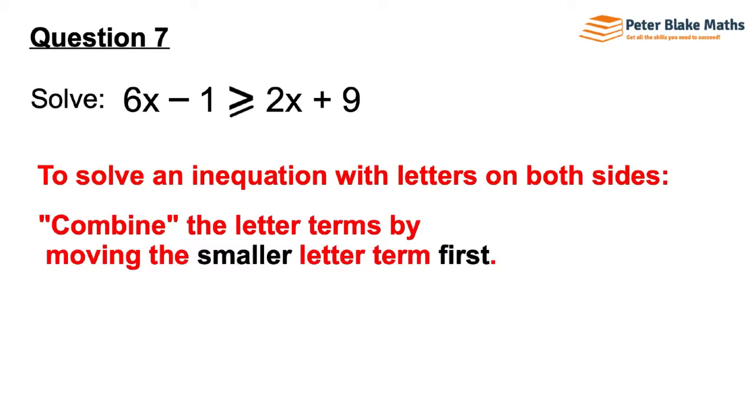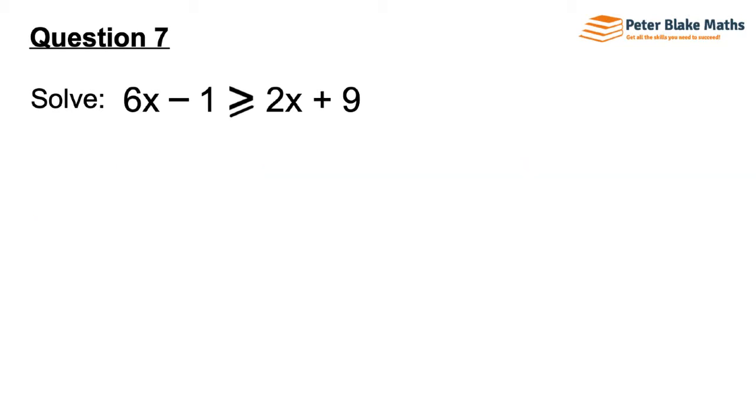To solve an equation with letters on both sides, we'll combine the letter terms by moving the smaller letter term first. In my experience, that makes these questions go a whole lot smoother if you move the smaller letter term first to combine the letter terms together. So in this case, we're going to move that 2x from the right hand side, and the opposite of a positive 2x there is minusing 2x.